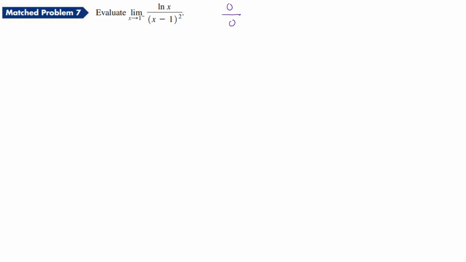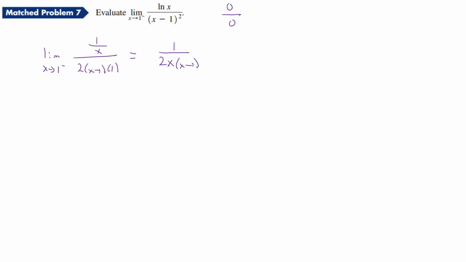So now we can take the derivatives of the numerator and the denominator and see what we get. The derivative of ln of x, remember, is 1 over x. The derivative of the denominator is 2 times (x minus 1) to the 1, or just 2 times (x minus 1). Then we have the derivative of x, which is 1. Let's rewrite this and put the x down here. That gives us 1 over 2 times (x minus 1), times x.